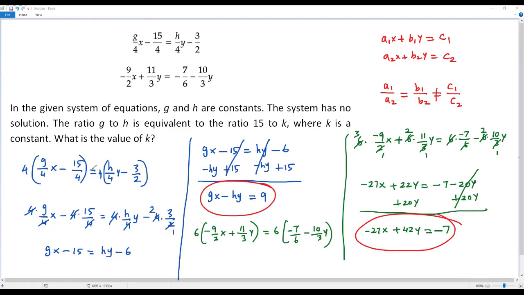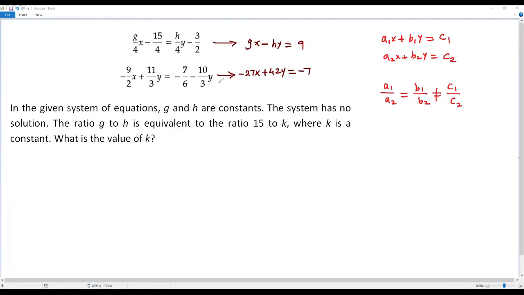Okay, now let me erase the stuff and continue the problem. Here we have both the given linear equations in standard form. Now let me get the ratio of the coefficients of x, that is g over negative 27, the ratio of the coefficients of y, negative h over 42, and the ratio of the constant terms, that is 9 over negative 7. Here there is an information: the system has no solution. Already we have discussed this.